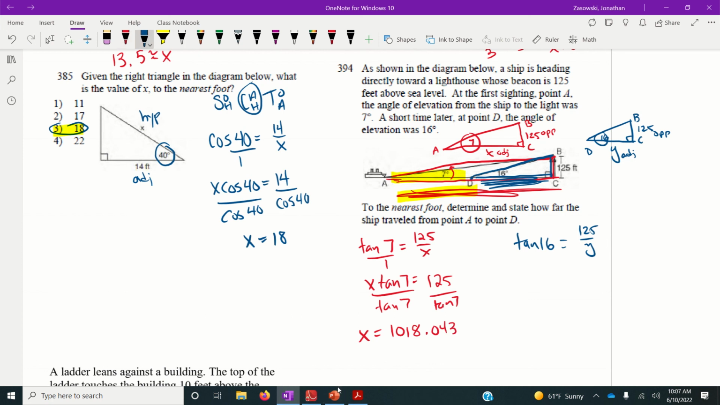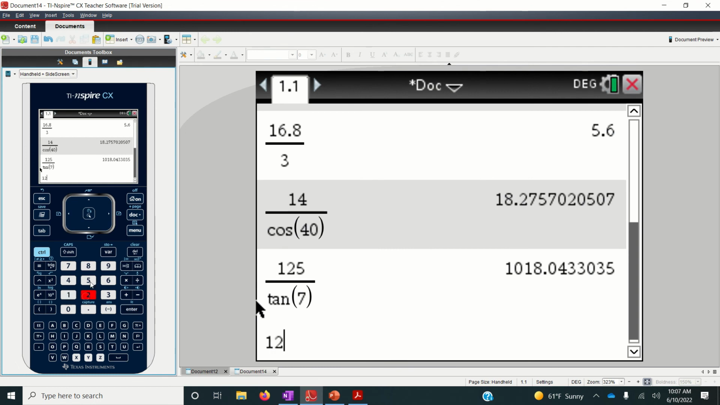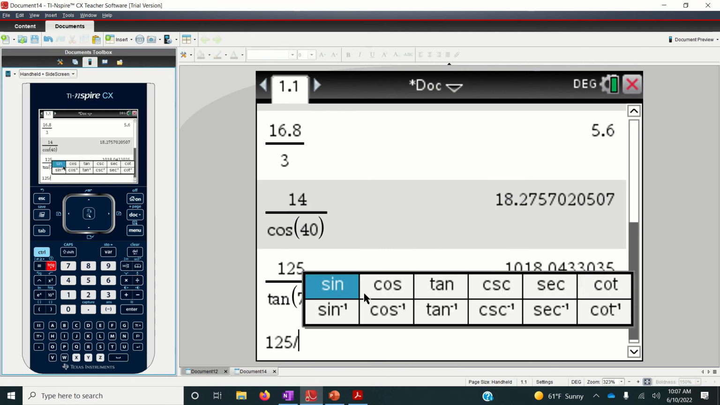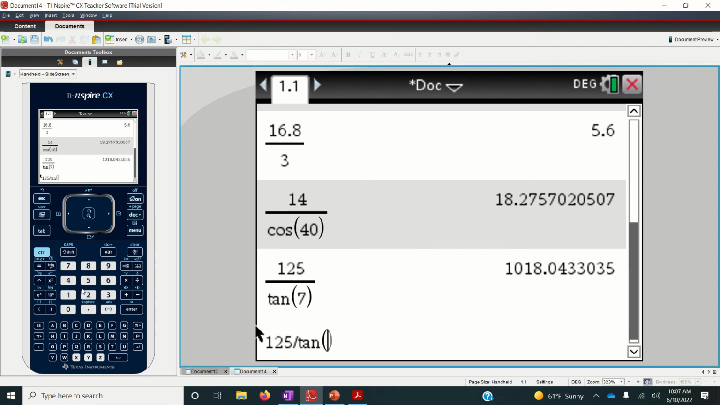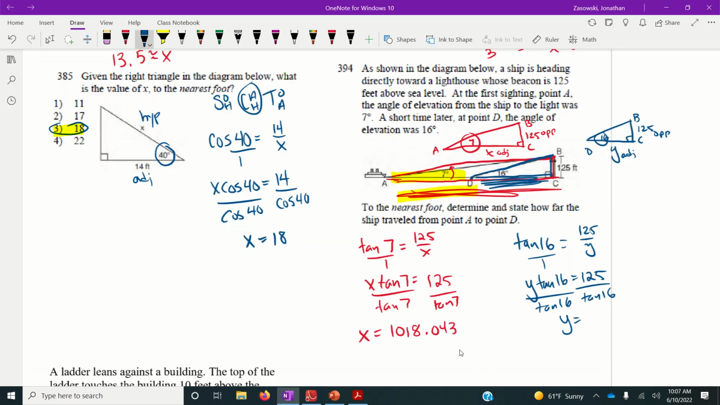And then we're going to do the same thing here. So we cross multiply, we're going to get Y times the tangent of 16 is equal to 125. And we're going to have to divide by that tangent of the angle to get our final answer. So 125 divided by the trig tangent of 16 is 435.927.